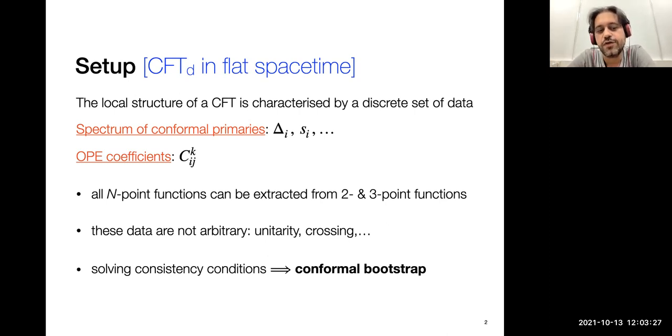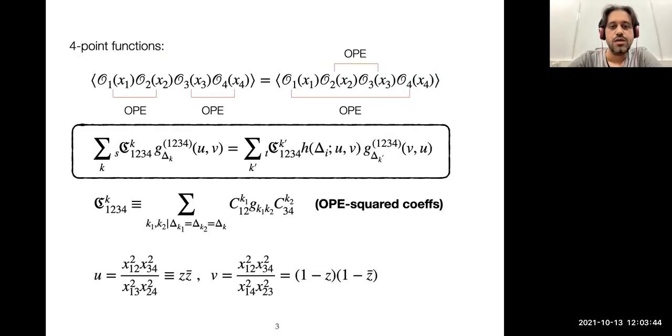Now, the nice thing, as you know very well, is that these data are not arbitrary. There are several general constraints on them, like unitarity and crossing constraints. By solving these consistency conditions, we end up with the conformal bootstrap program. Again, I don't want to do a review here, just to set up the notation. If you give me a 4-point function, I can write it in 2 different channels. I can do the conformal block decompositions into different channels, and this is the general crossing symmetry equation that we have.